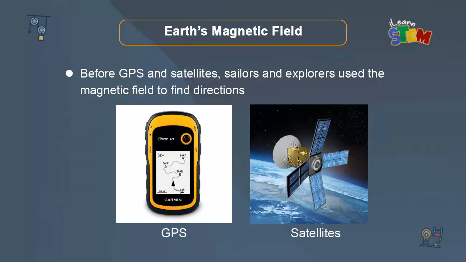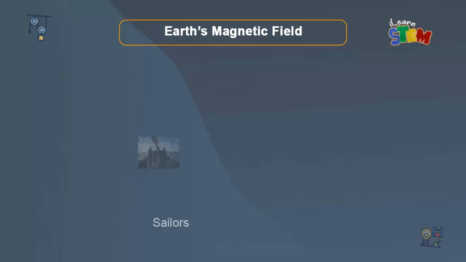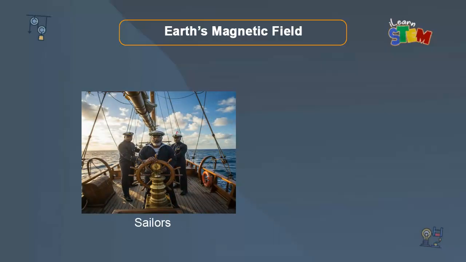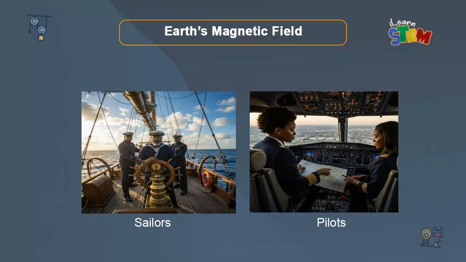Before GPS and satellites, sailors and explorers used the magnetic field to find directions. Sailors use it to set their course across oceans. Pilots also use compasses as a backup navigation tool in the airplanes.